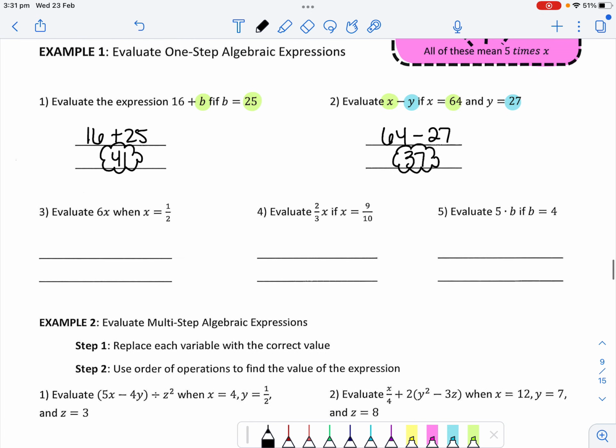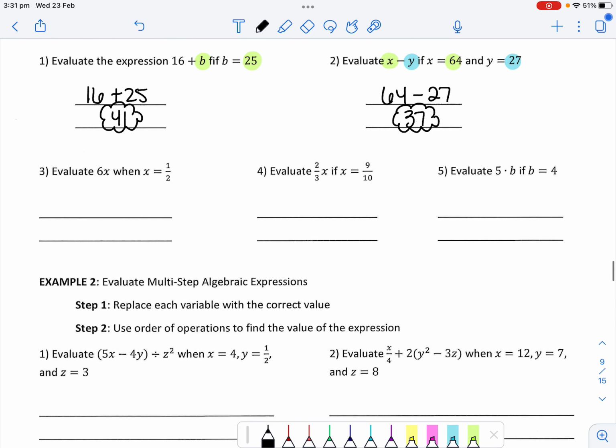For number 3, 6x means 6 times x. So I'm going to evaluate for when x equals 1/2. I'm going to take this 1/2 and put it in for x. There's a couple different ways that you can write this. The way that I am going to write it is I'm going to say 6, and then put parentheses 1/2. So I'm going to substitute that value in parentheses, or replace the x in the expression with parentheses. So 6 times 1/2 is going to be 3.